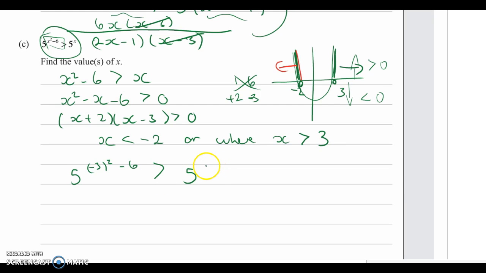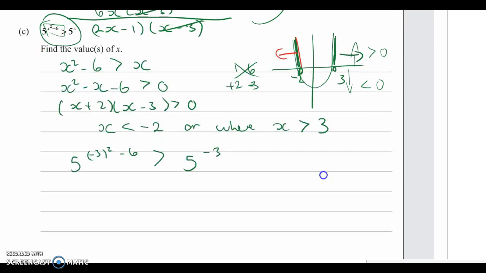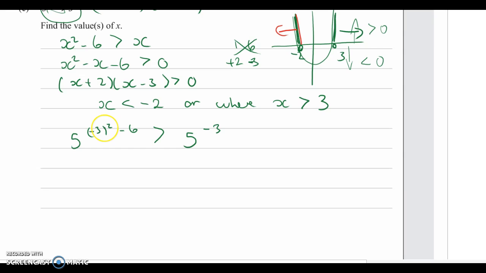5 to the negative 3. So there I've got negative 3 squared is 9. 9 minus 6 is 3. So it's saying 5 to the power of 3 is larger than 1 over 5 to the power of 3, which is true. So that's fine.